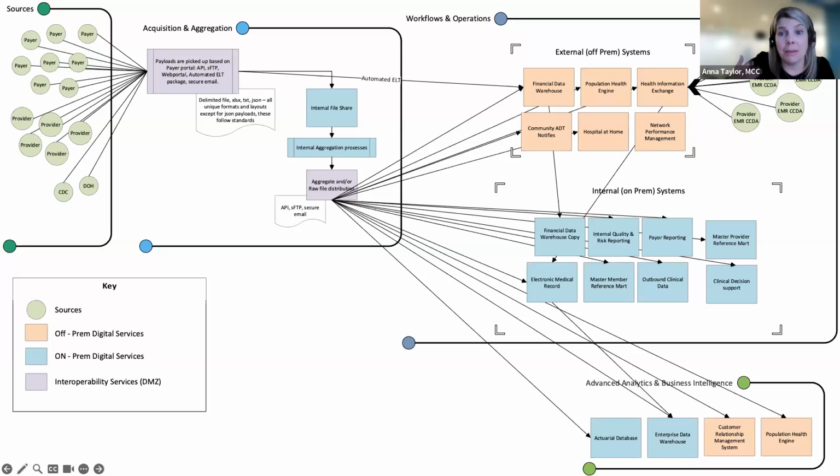So the problem we're solving for is this right here. It's complex. We have to pay every time we move data around. We have to pay to map data every time we move it around. There's an extreme administrative burden associated with moving data to all the systems that support not only value-based care, but fee-for-service care as well. Next slide.